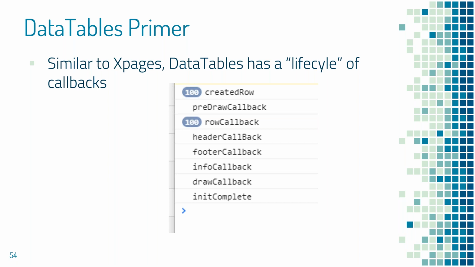You can see here in the screenshot from the console, I did a presentation at MWLUG a few years ago where I focused just on DataTables, and I kind of pulled this out of that for this slide to show what callbacks happen as the table is being initialized. So you can see the created row and the row callback. That's for each record in the data set.